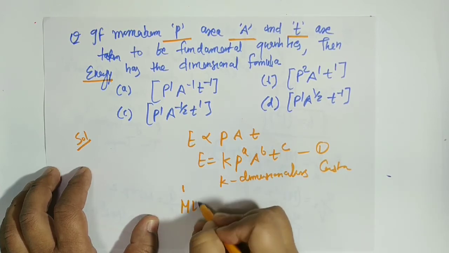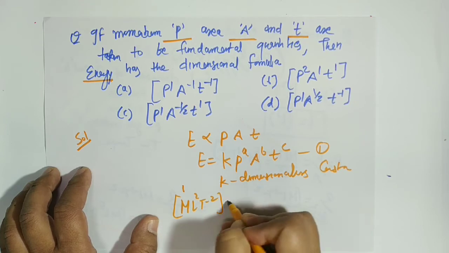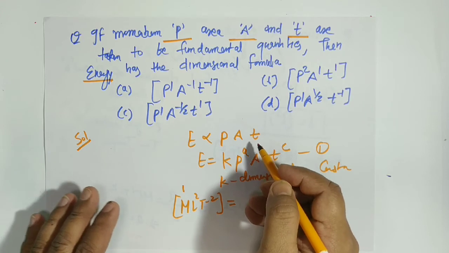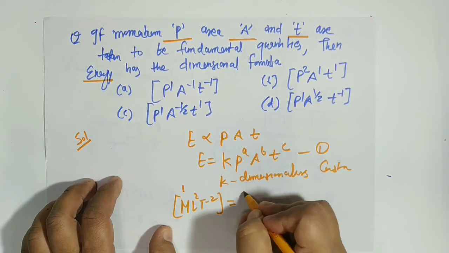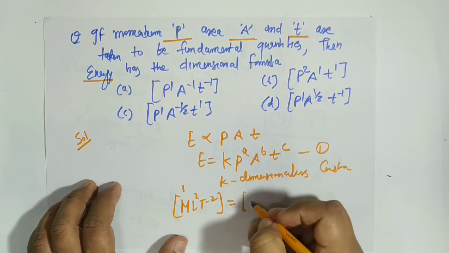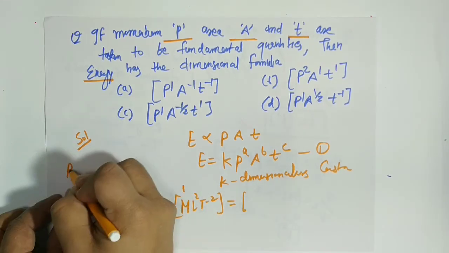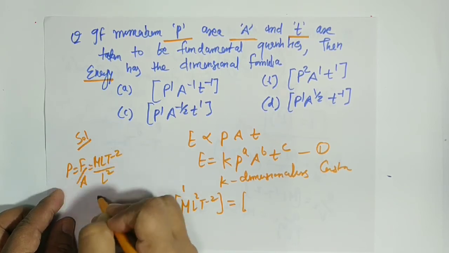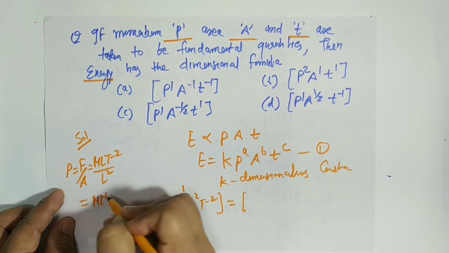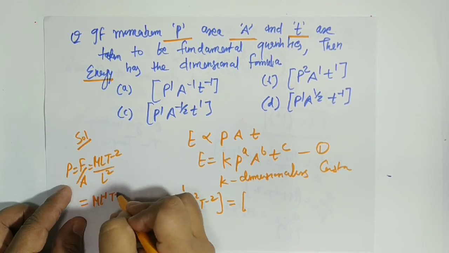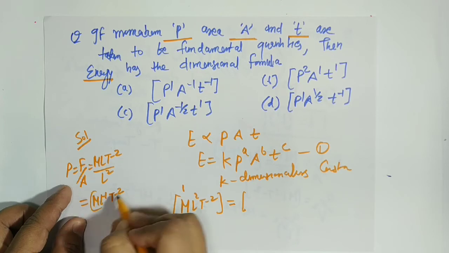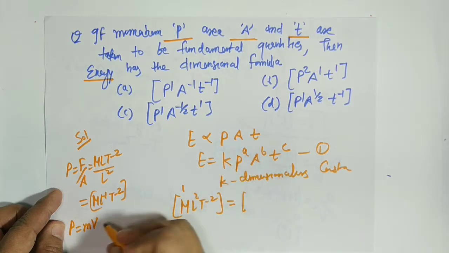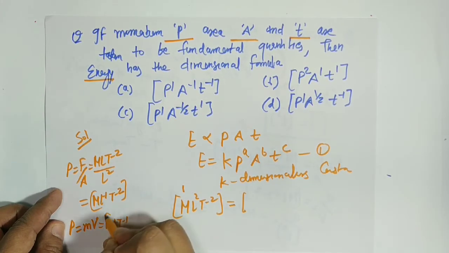So we replace E by its dimension. What is energy? M L^2 T^-2. What is pressure? We have already calculated it: pressure is force per unit area, M L T^-2 upon L^2, so it is M L^-1 T^-2. But here momentum is given, and momentum is mass into velocity, so it is M L T^-1.